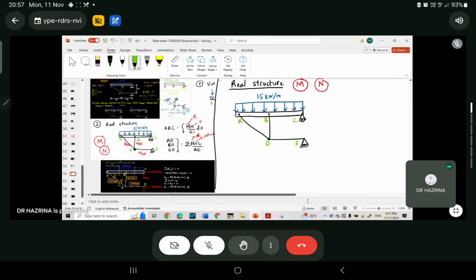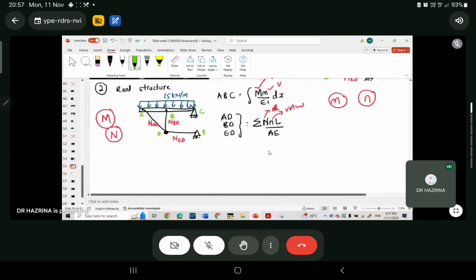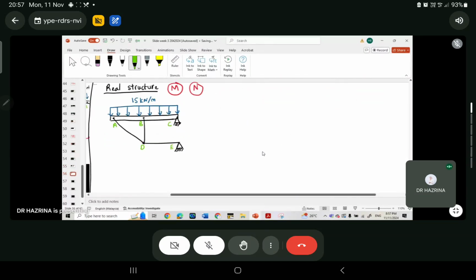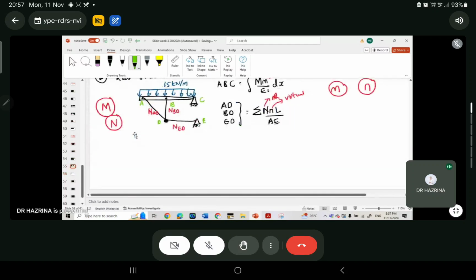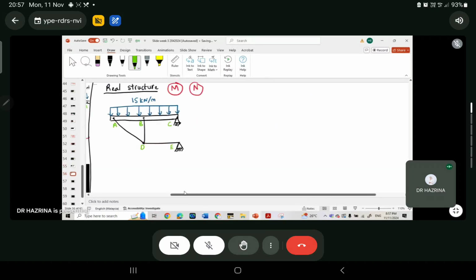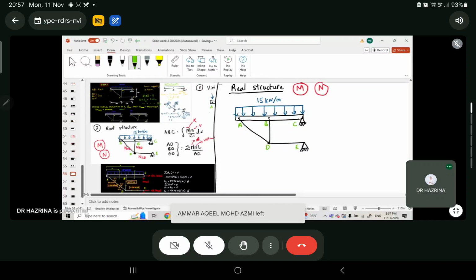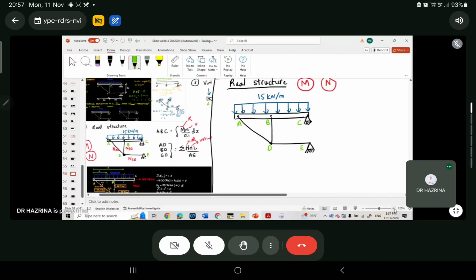Okay, now can you please calculate for me your reaction forces? I give you 3 minutes to find your reaction forces. Come on. What is the length? Wait, let me check the length. You have 5. Wait, I can't see the length either.